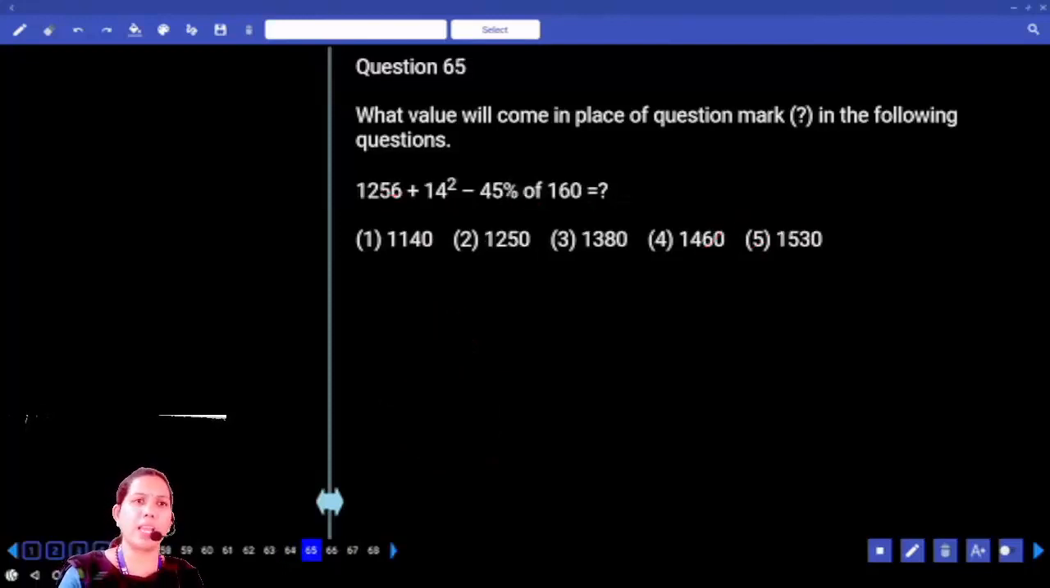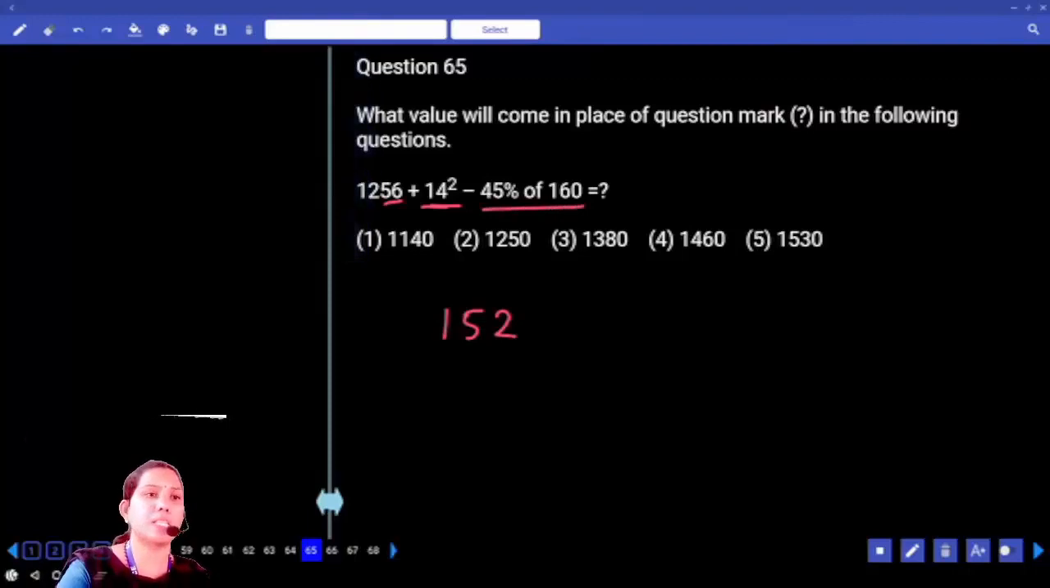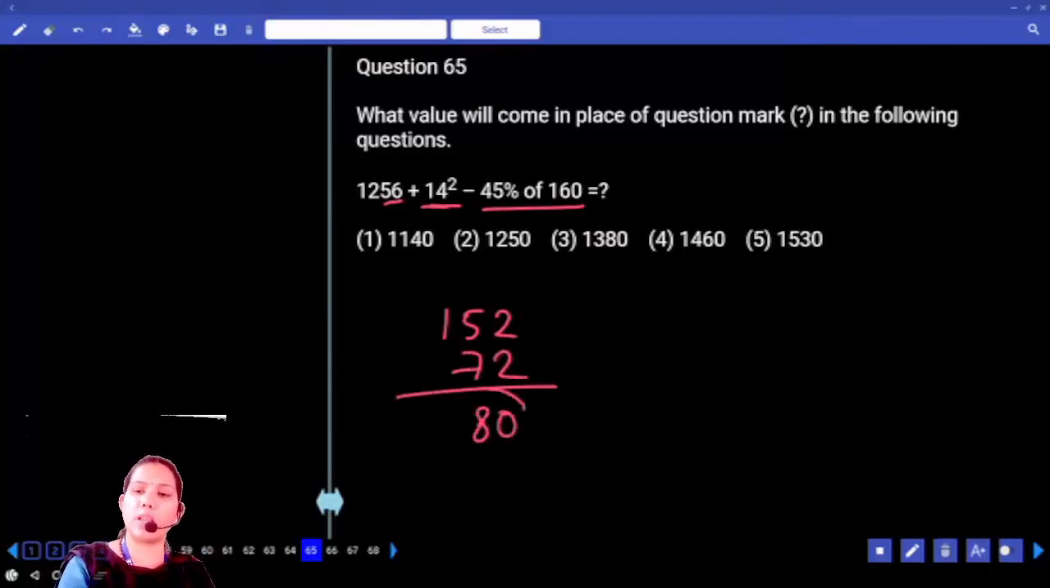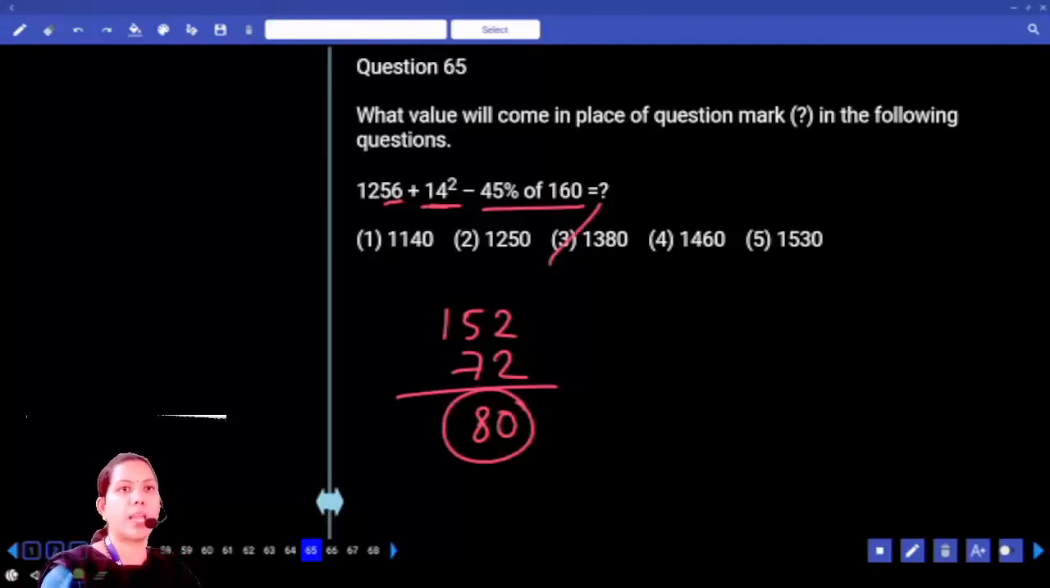Question number 65. Again last two digits verification. What is 14 square value? 196. 56 plus 96 value. 152. 96 plus 56 is 152. What is 40 percentage of 160? 45 percentage. What is 50 percentage? 80. But it is only 45, so minus 5 percentage, 8. 80 minus 8, 72. 152 minus 72 is 80. So the last two digits of your answer must be 80. Third option, 1380.